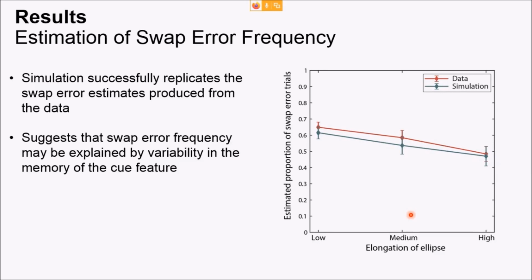So the simulation ran through each of the location report trials 1,000 times, and the average estimated proportion of swap error trials is shown here on the right in blue. And as you can see, it closely fits the estimate produced directly from the data, and that suggests that the feature variability account could explain swap errors in their entirety.